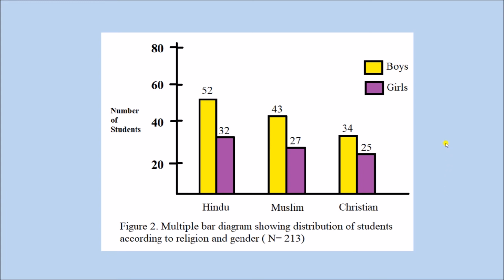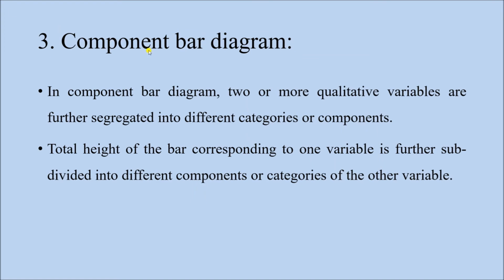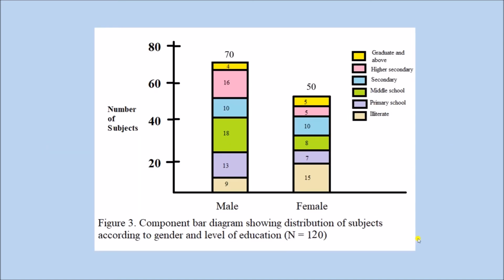Coming to the next option, that is the component bar diagram. In a component bar diagram, two or more qualitative variables are further segregated into different categories or components. Total height of the bar corresponding to one variable is further subdivided into different components or categories of the other variable. So let me give you an example to simplify this.